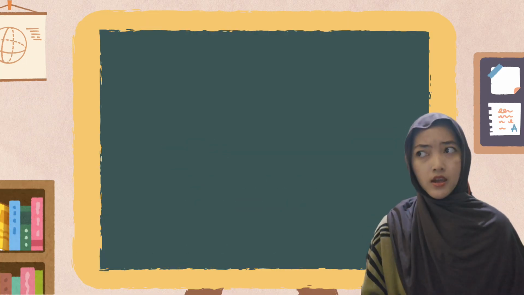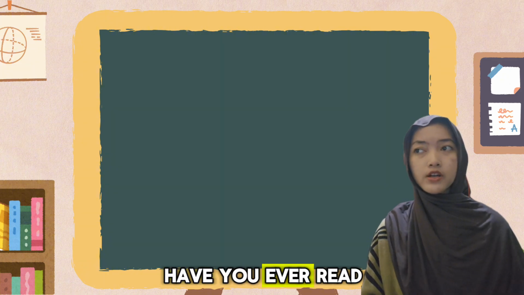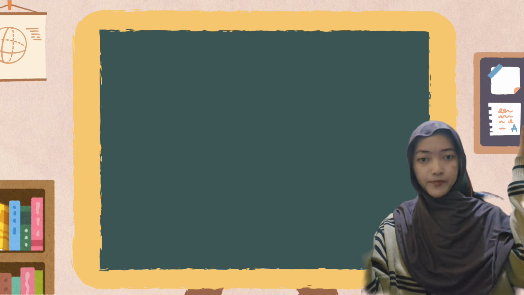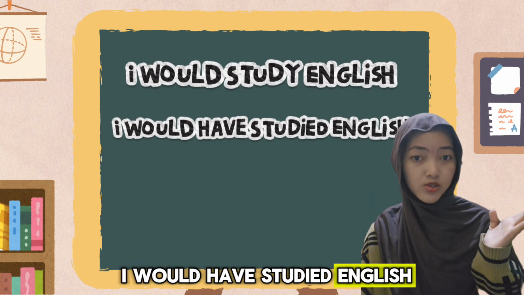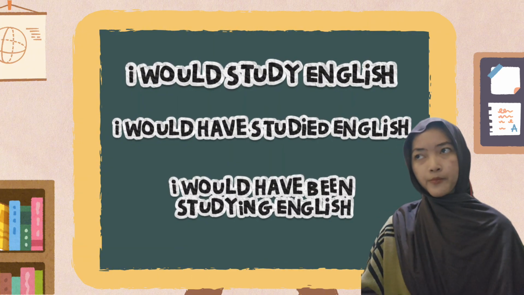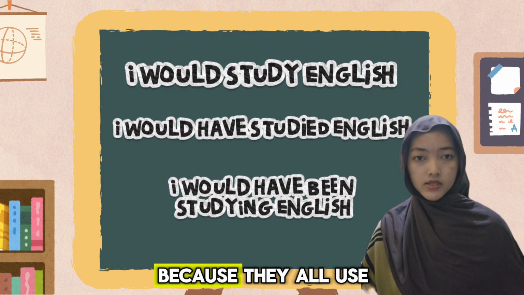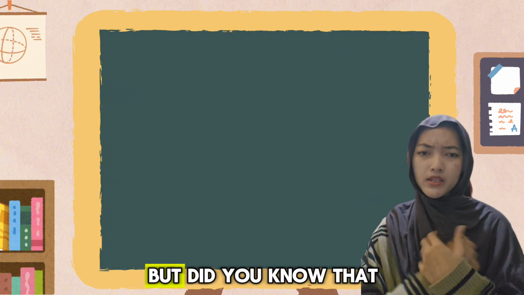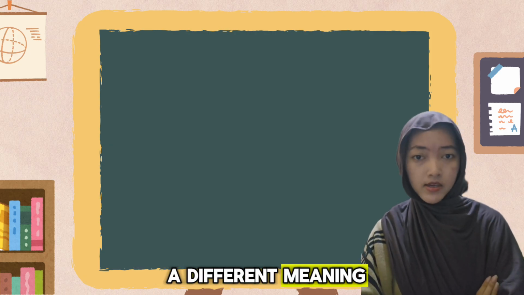Before we begin, I would like to ask you simple questions. Have you ever read sentences like this? I would study English. I would have studied English. I would have been studying English. At first glance, they look almost the same because they all use the word would. But did you know that each sentence has a different meaning?